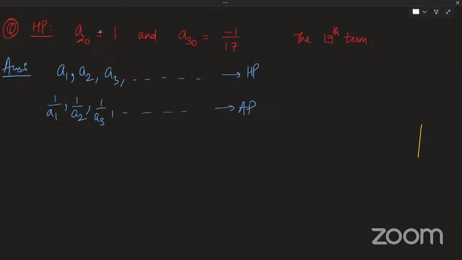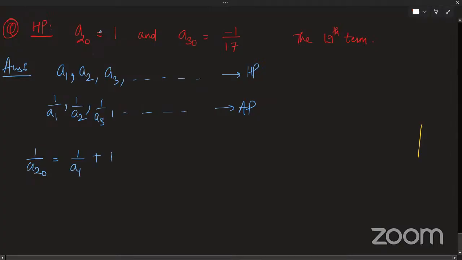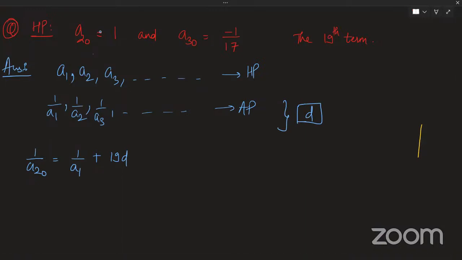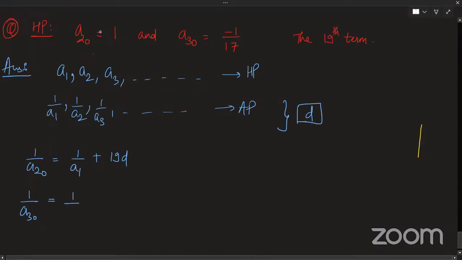So that means my 1 by 20th term, 1 by A20, is equal to 1 by A1 plus 19D, where I'm taking D as the common difference of this AP, right? Can I say this, everyone? And what about this also? I can say my 1 by A30 is equal to 1 by A1 plus 29D. Can I say this?